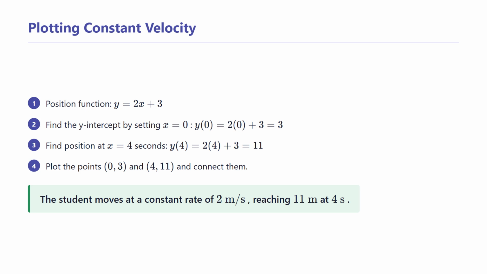First, we plug in x equals 0 to find the starting position, which gives us 3 meters. This is our y-intercept. Next, we plug in x equals 4. 2 times 4 plus 3 equals 11. So at 4 seconds, the student is at the 11-meter mark. Connecting the points (0, 3) and (4, 11) with a straight line visually proves the student is moving forward at a constant rate of 2 meters per second.